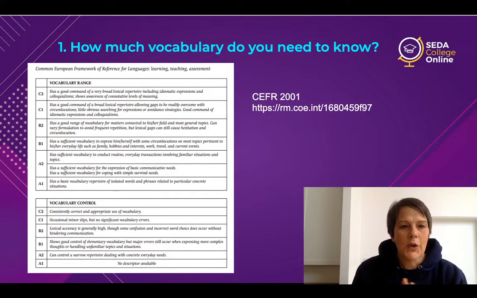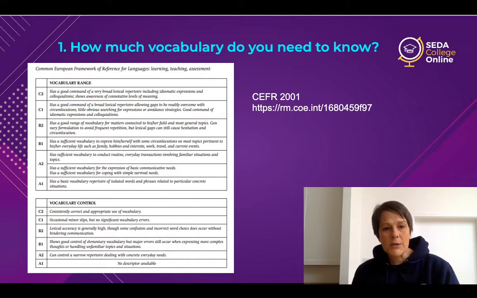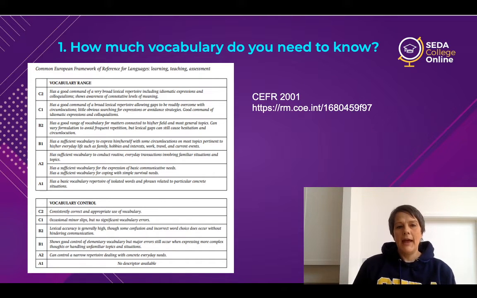And so you're using circumlocution, but you're able to talk on most topics that are relevant to your everyday life. So you can talk about your family, your hobbies, your interests, your work and your travel, and current events.